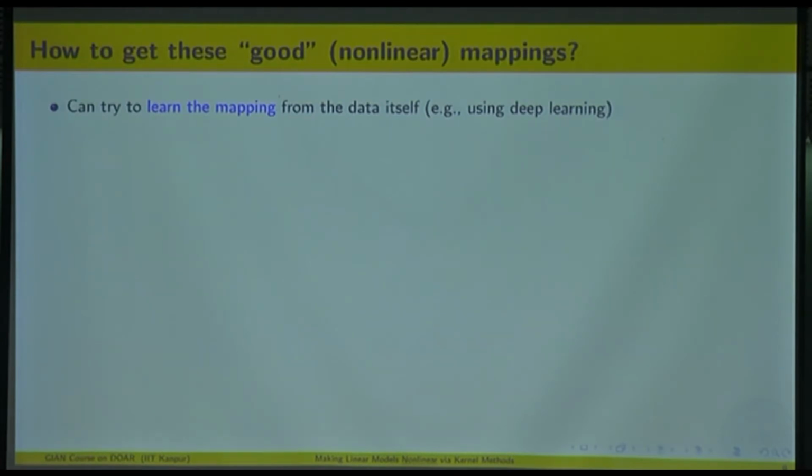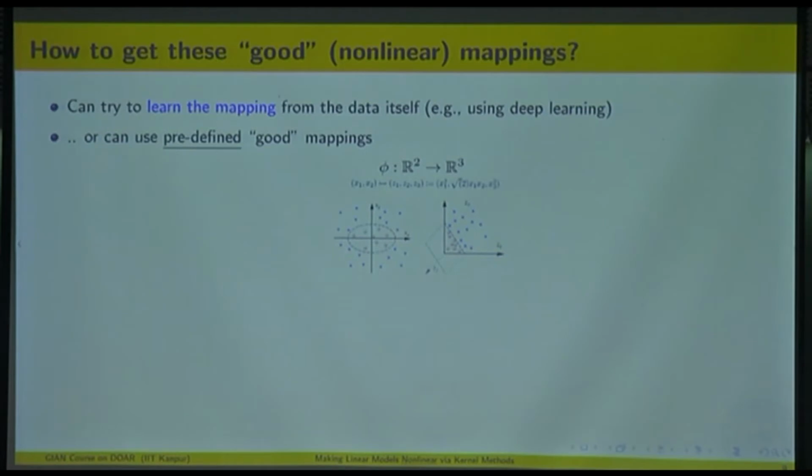Now, there are various ways of getting these nice mappings. One way that we will look at in the second lecture is to learn these mappings from data. Suppose you are given some data, it may be possible to learn an appropriate non-linear mapping that makes the data separable linearly, or you can do regression using a linear model. So that's one approach. You can learn the mapping. The other approach is that we can use some predefined good mappings that are given to us by some nice family of non-linear functions. That is the approach that we will look at in the first lecture. So the approach will be that we can use some predefined good mappings.